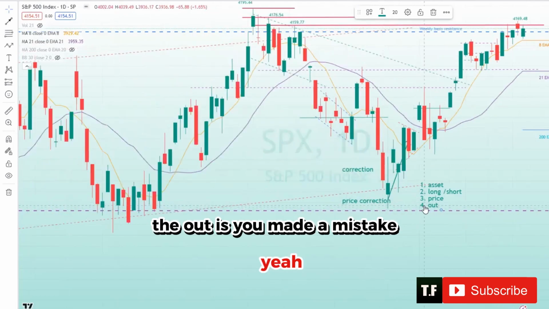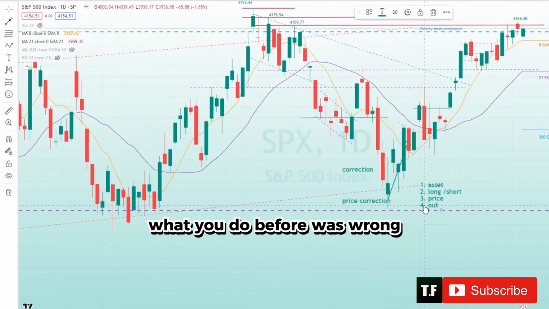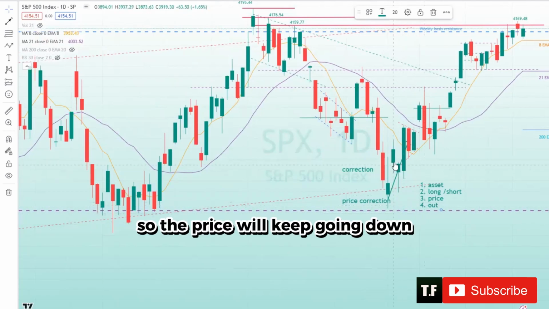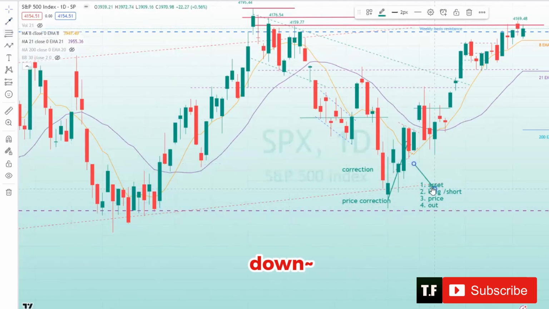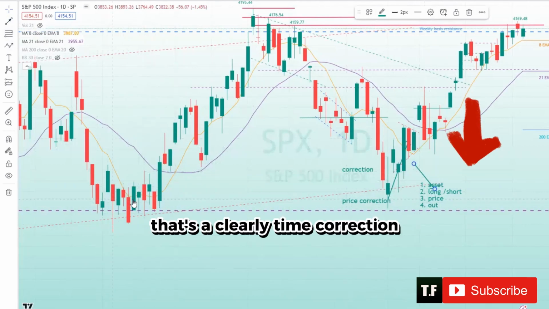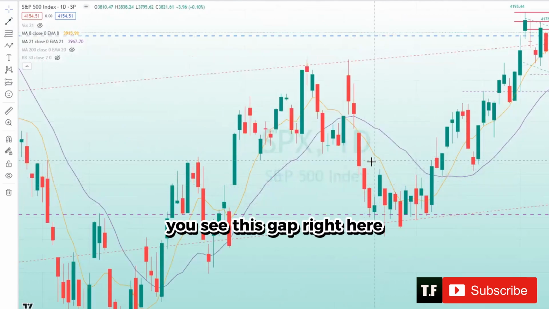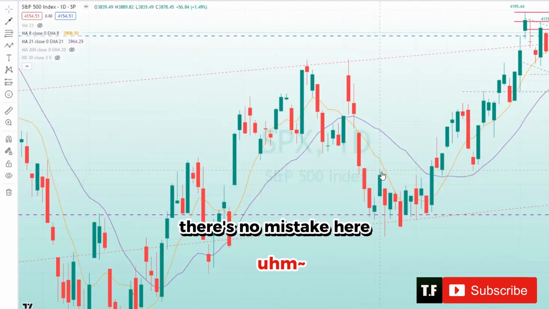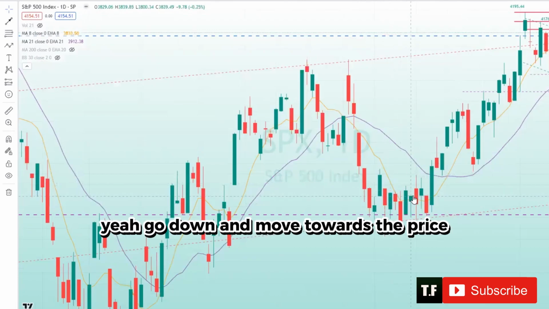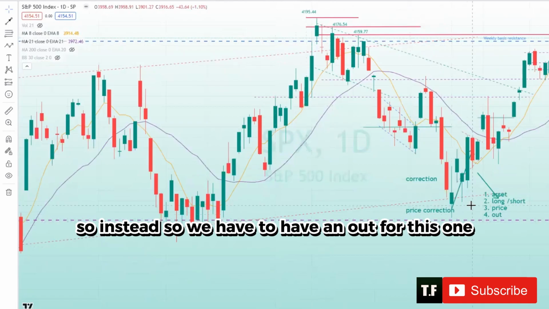We need an out. The out is when you made a mistake, which means your analysis before was wrong. So it's not a price correction, it's a time correction. So the price will keep going down, and the moving average goes down like this one. You see, that's clearly a time correction. You see this gap right here, so the moving average can go down and move towards the price. So we have to have an out for this one.